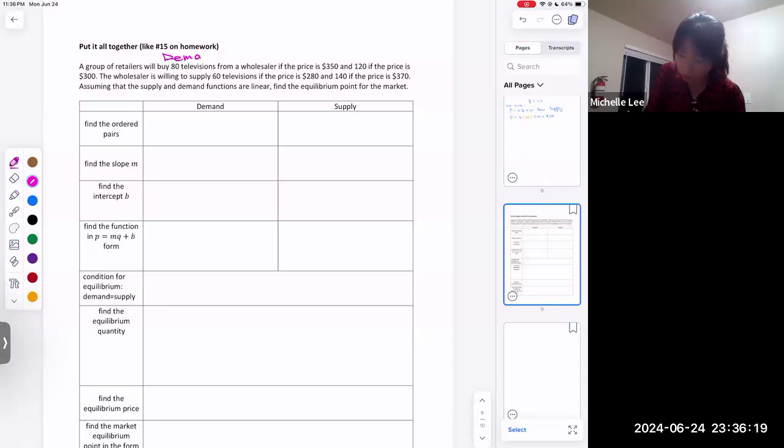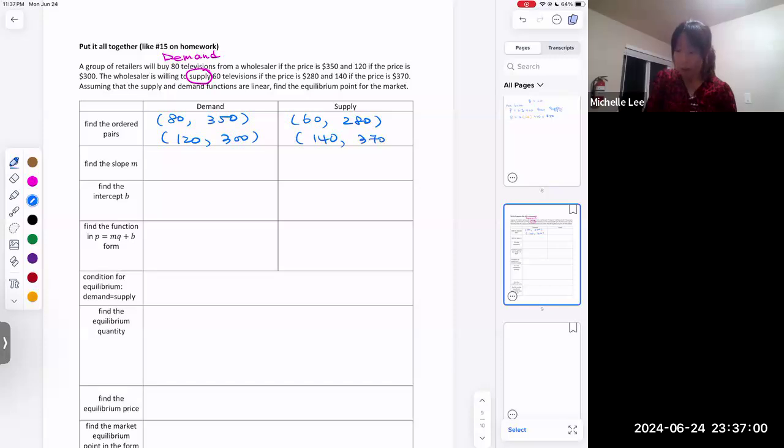Demand. And let's say that the wholesaler is willing to supply. So we see the supply there, right? 60 televisions if the price is 280, 140 if the price is 370. So the first one, find ordered pairs. For demand, we have (80, 350) and (120, 300). For supply, we had (60, 280) and (140, 370), right?